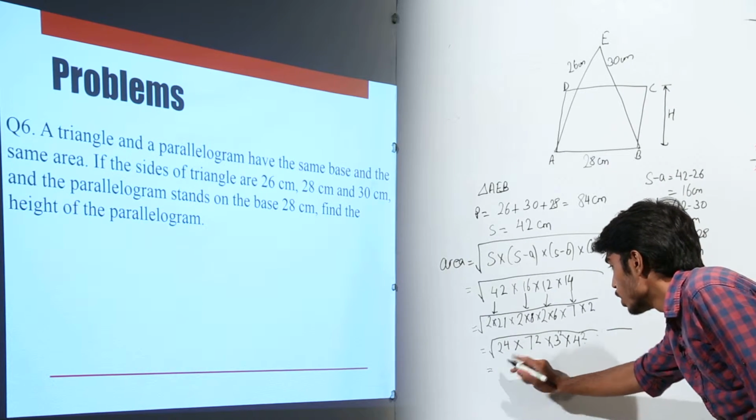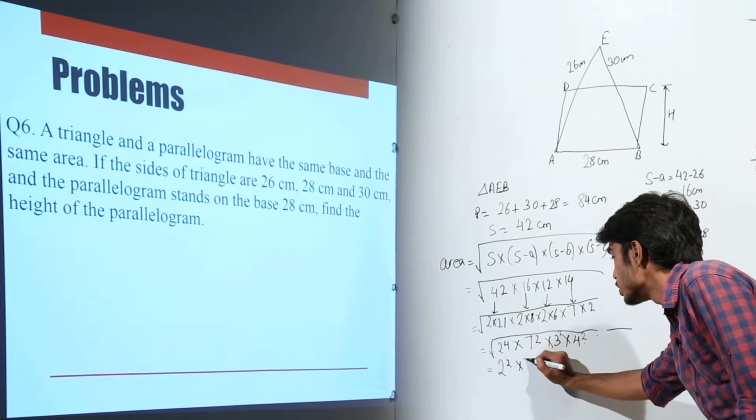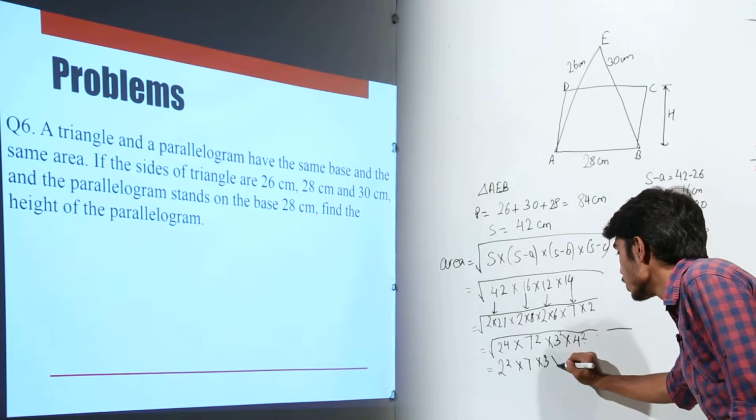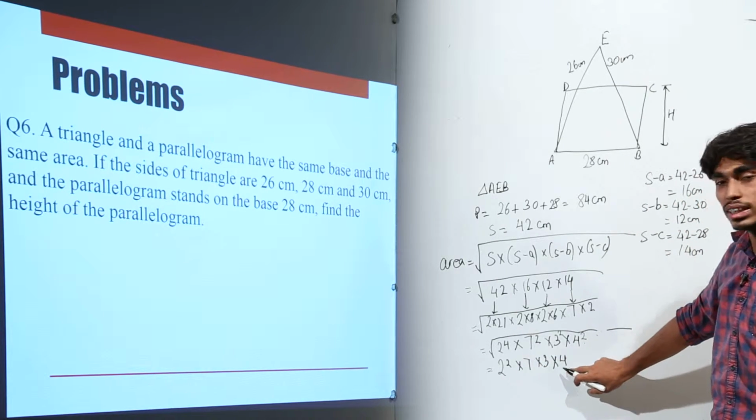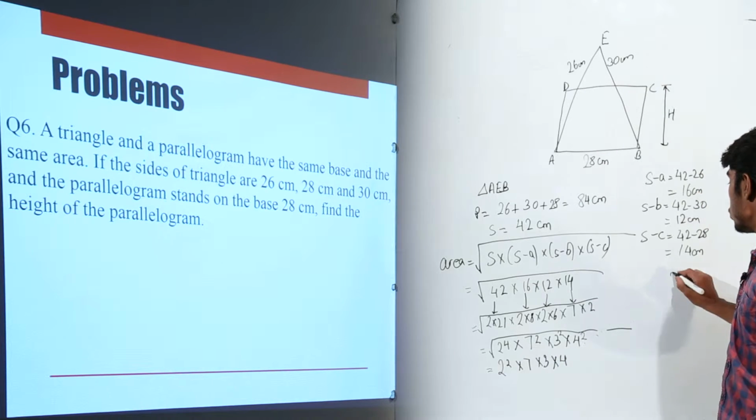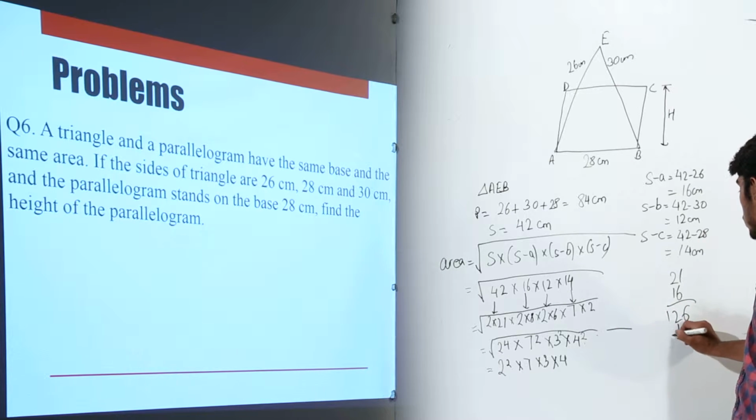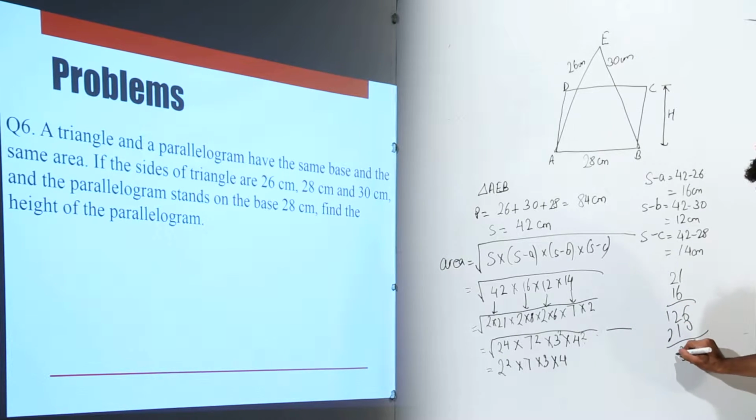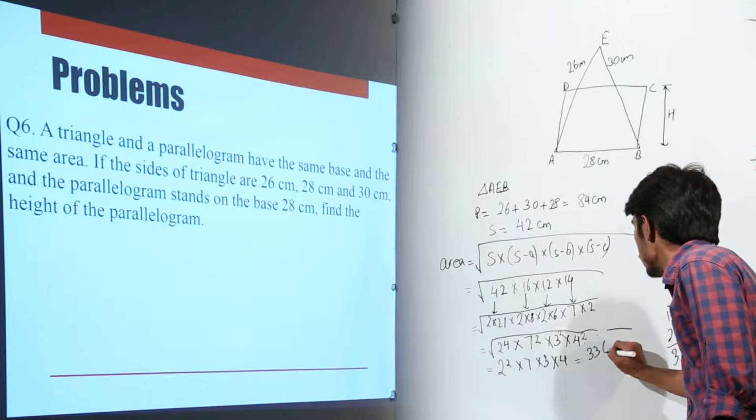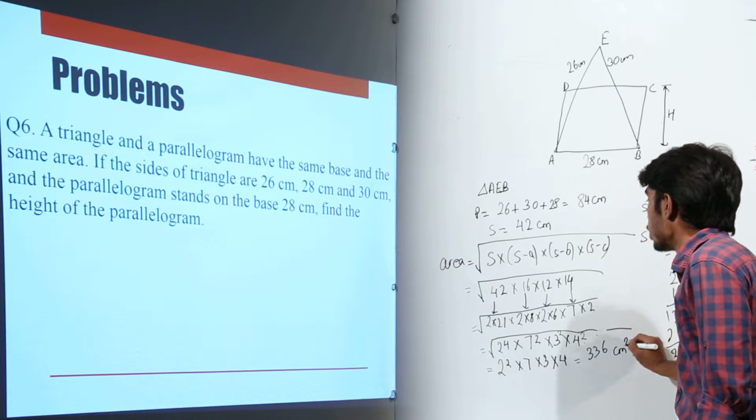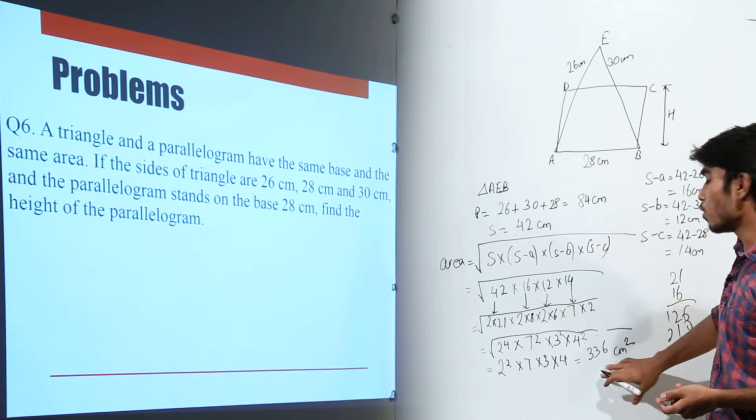So taking these numbers out of the radical sign, I get 2 to the power 2 into 7 into 3 into 4. 2 to the power 4 is 2 into 2 into 2 into 2, which is 16. 7 into 3 is 21. So 21 into 16, which is 336. So the final answer is 336 centimeter square. This is the area of the triangle.